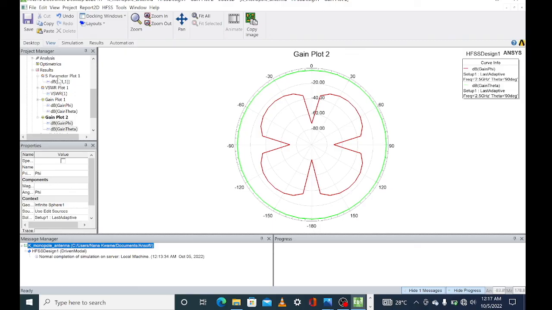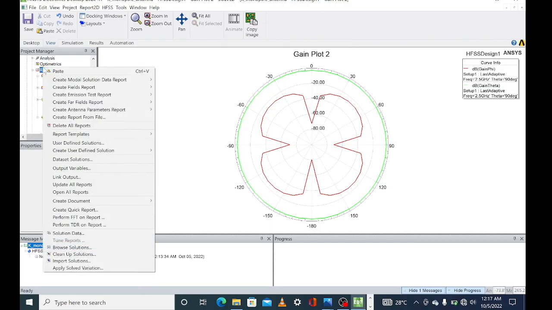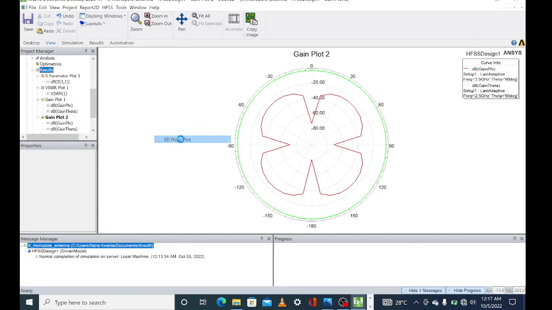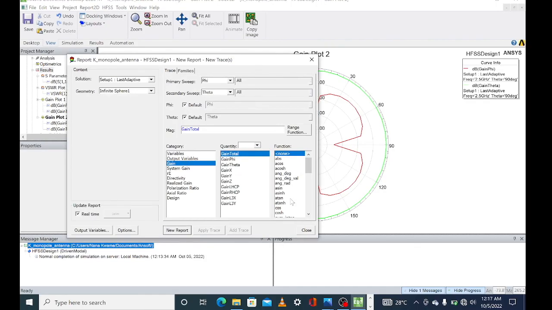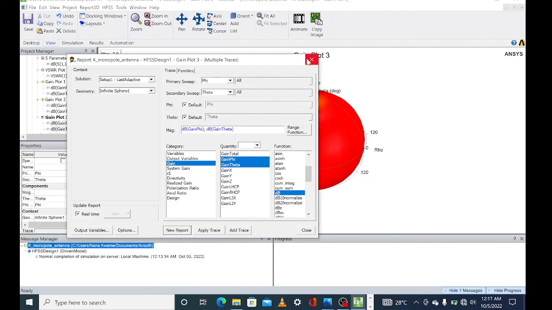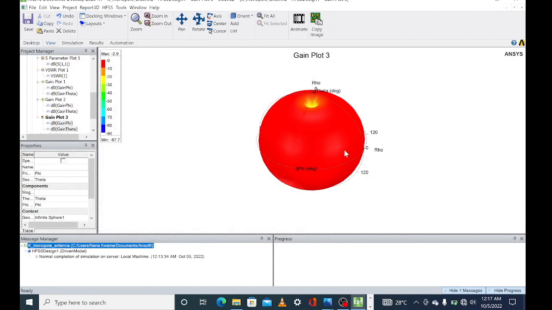So I'll go ahead and plot the 3D polar plot. So gain total with function dB, for gain phi and gain theta with function dB. Any of them is fine. Good.